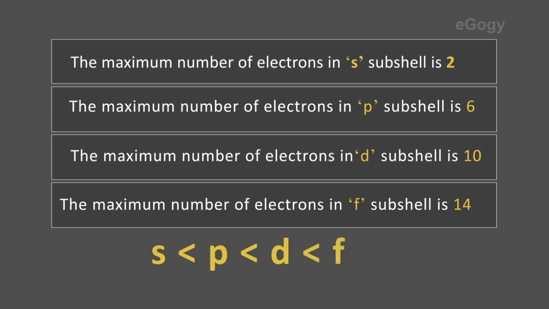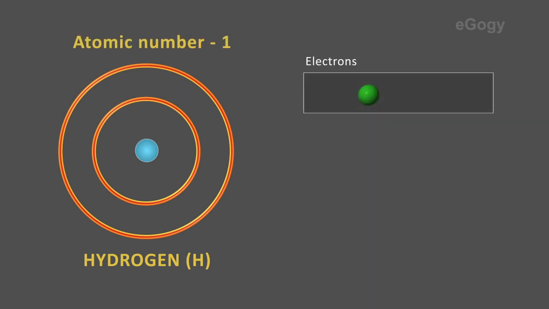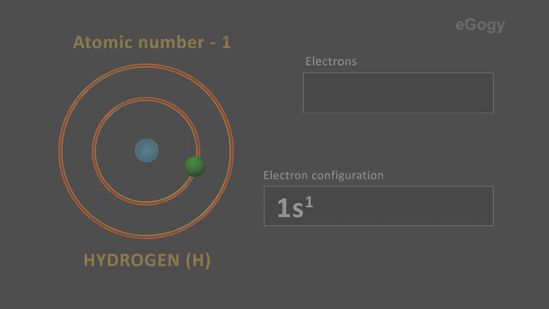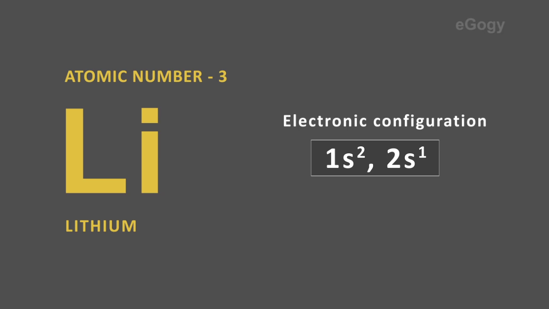Let us see how to write the electronic configuration of some atoms. First, hydrogen. Its atomic number is 1. Therefore, the electrons get filled in the s subshell of first orbit. The electronic configuration is 1s1. Helium, atomic number 2. Electronic configuration 1s2. Lithium, atomic number 3. Electronic configuration 1s2, 2s1.